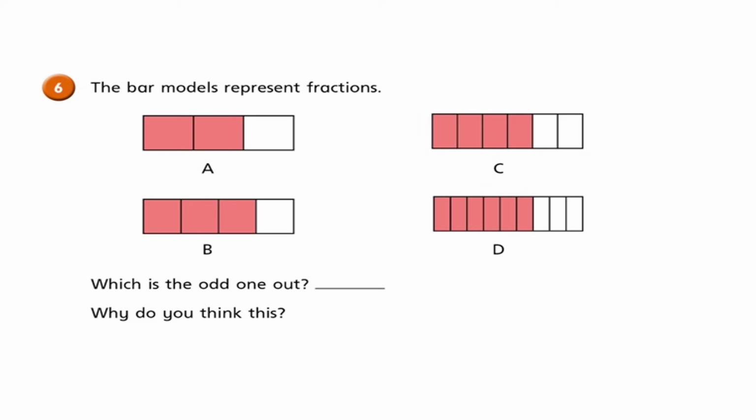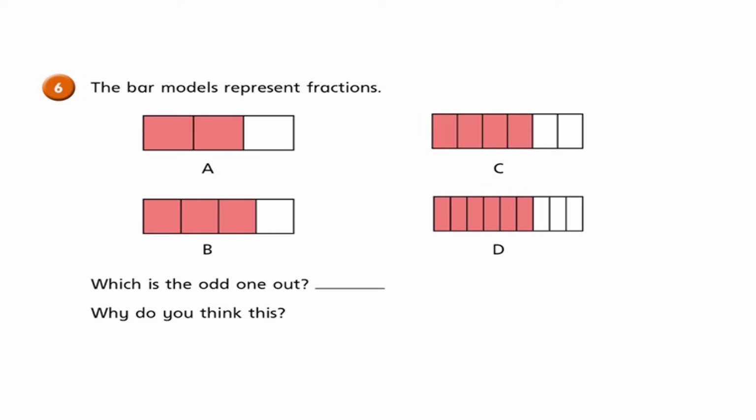Right, let's have a look at this one. The bar models represent fractions. Which is the odd one out? And why do you think this is? So, what I would do first is I would write the fraction down for each of those strips. I will help you start off with A. Okay, so A is divided into 3 equal parts, so my denominator is 3, and 2 are shaded, so it's 2/3.